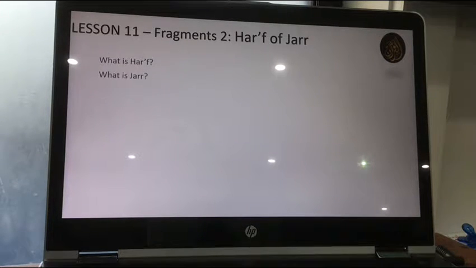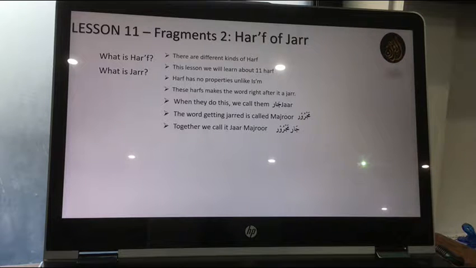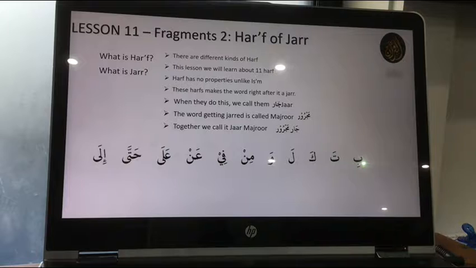Fragment 2, the harf of jar. And we say what is harf? We already know what is harf. Harf is a word that doesn't make any sense by itself unless there's a word after it. And harf has no properties like ism. Ism has 4 properties, harf has no properties, so you don't have to worry about the properties. The only thing you have to know is that these 11 harfs will make the word next to it a jar.